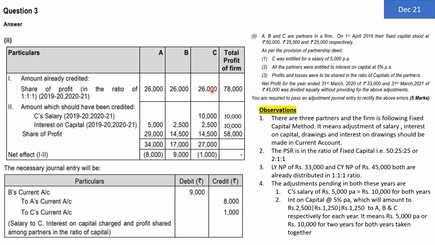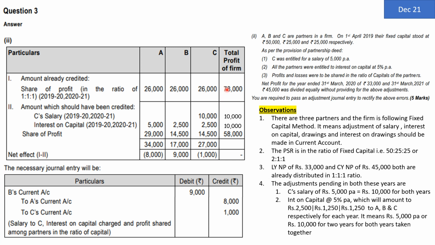This has already happened. What should have happened? Out of this 78,000, 10,000 rupees should have gone to Mr. C as his salary. So only Mr. C should have got 10,000 rupees. Out of 78,000, again 10,000 should have gone to A, B and C. Mr. A should have got 2,500 for 1 year. That means 5,000 for both the years. Mr. B should have got 1,250 for 1 year. That means 2,500 for both the years. And same is the case with C. 1,250 for 1 year. That means 2,500 for both the years.